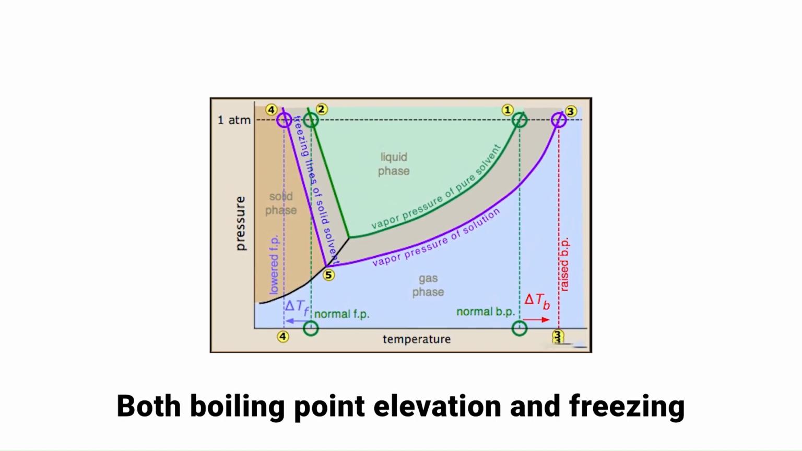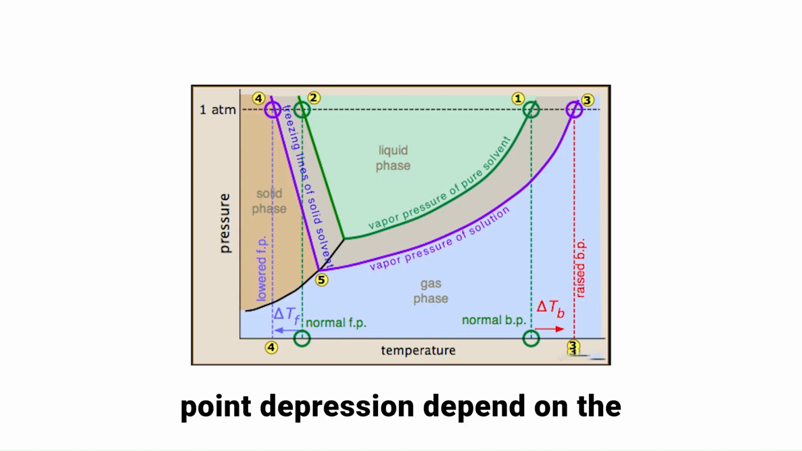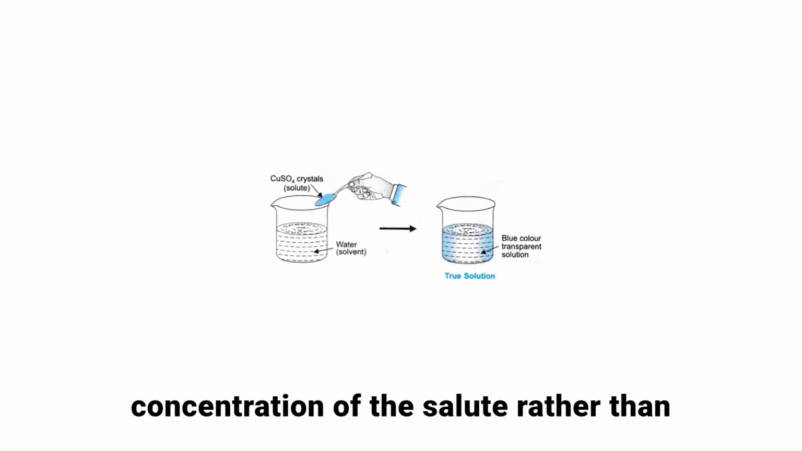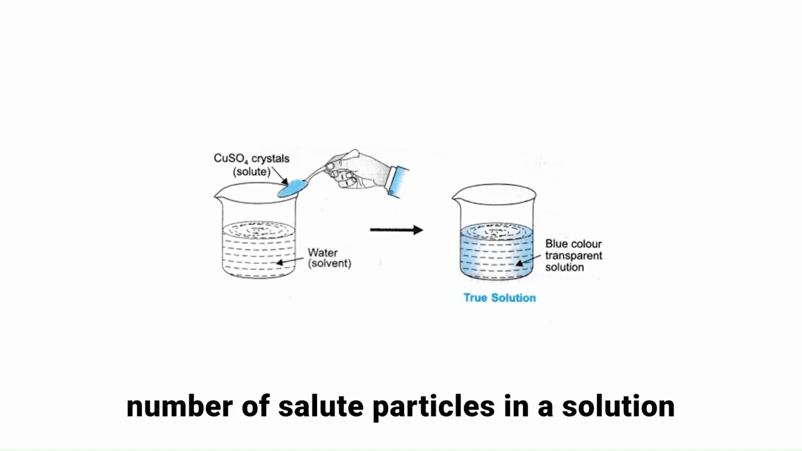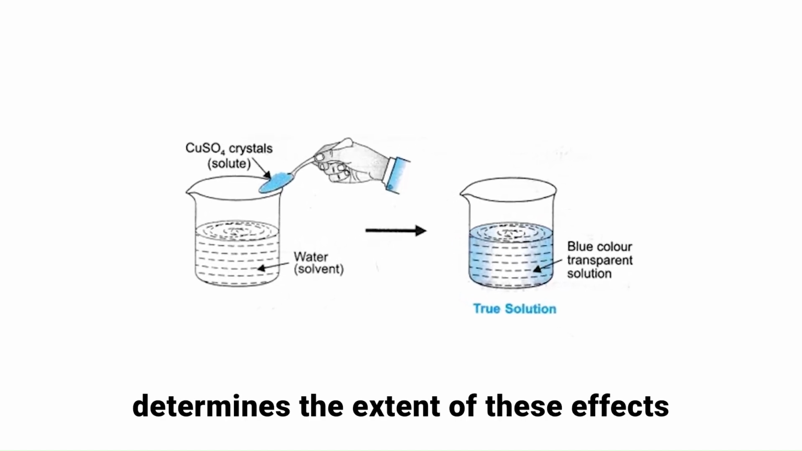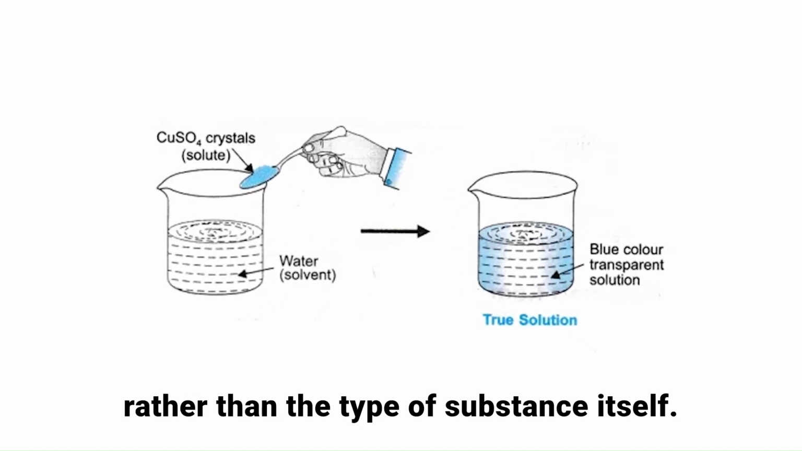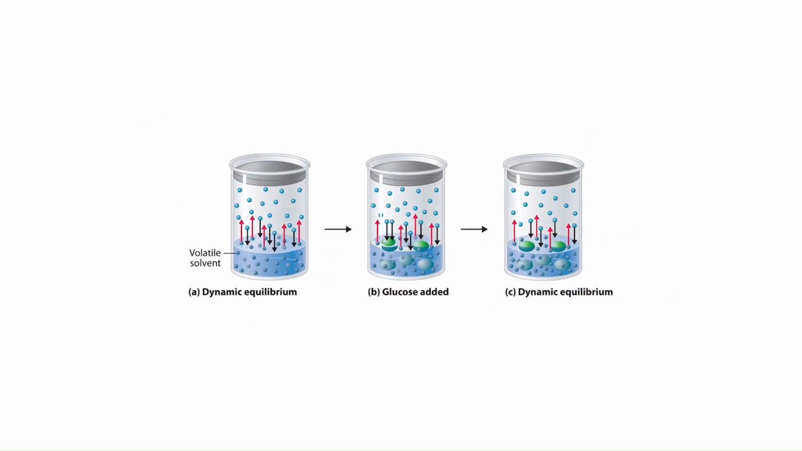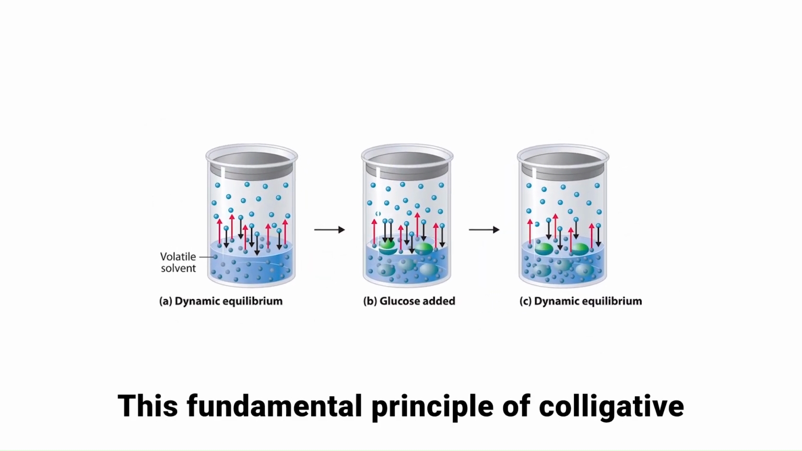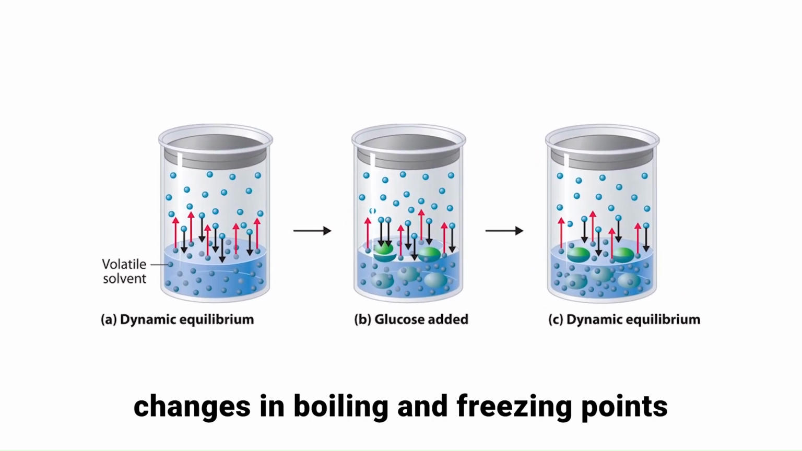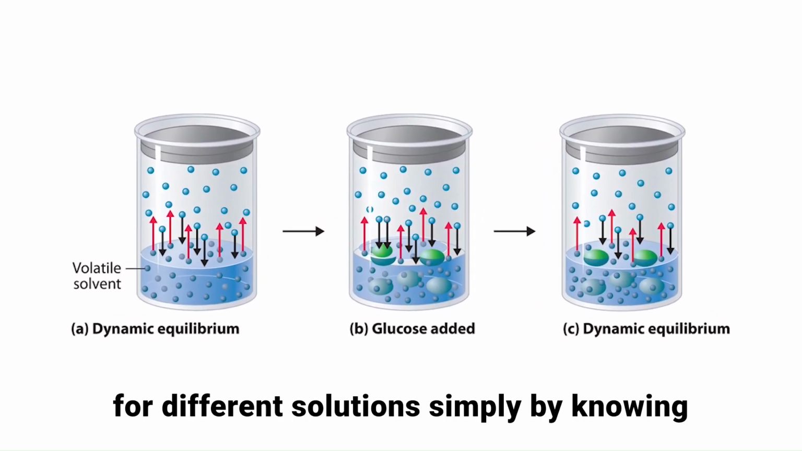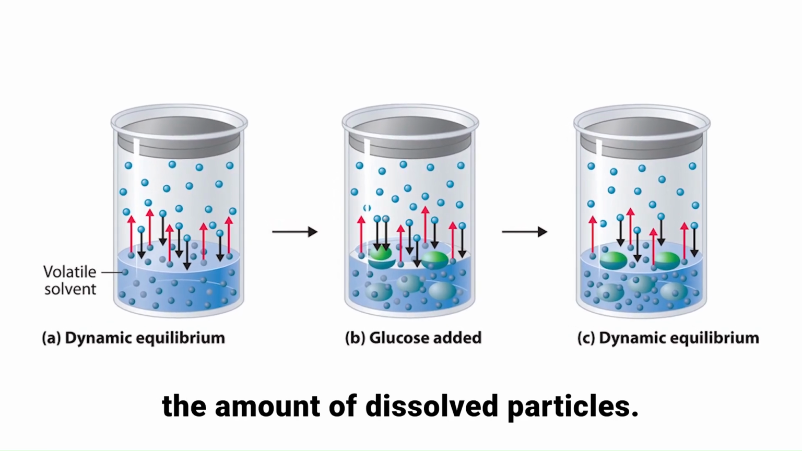Both boiling point elevation and freezing point depression depend on the concentration of the solute rather than its identity. This means that the number of solute particles in a solution determines the extent of these effects, rather than the type of substance itself. This fundamental principle of colligative properties makes it possible to predict changes in boiling and freezing points for different solutions simply by knowing the amount of dissolved particles.